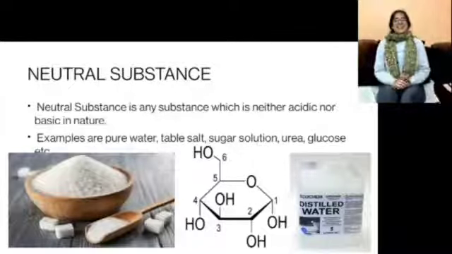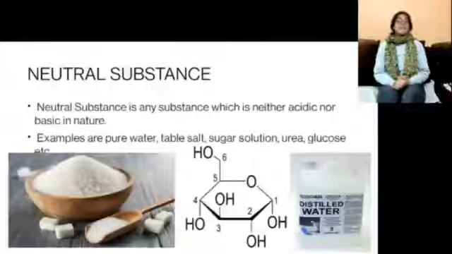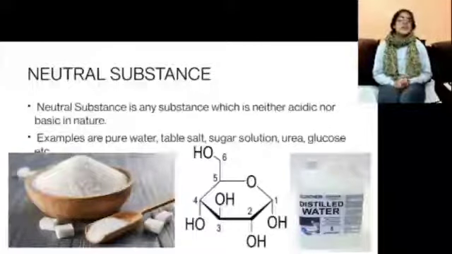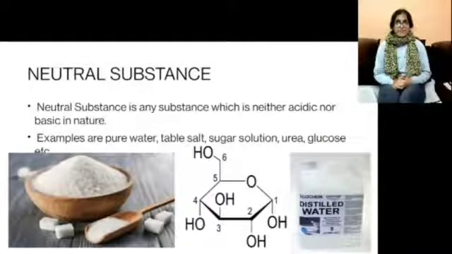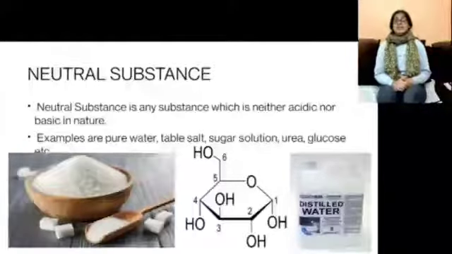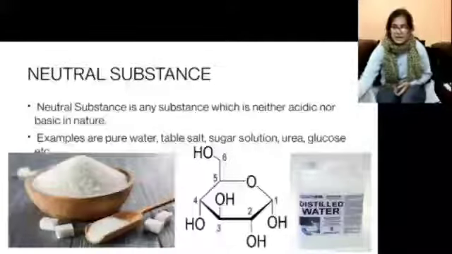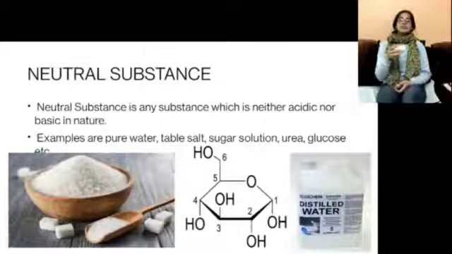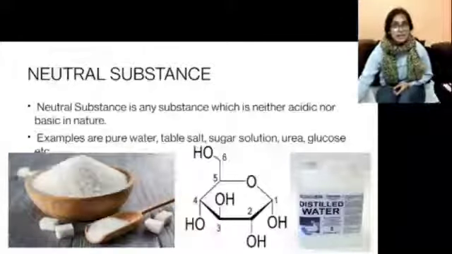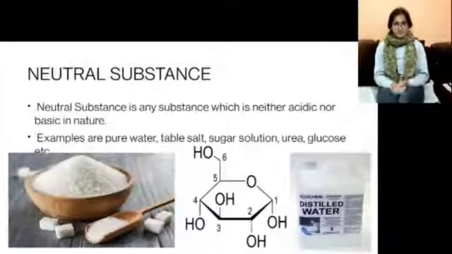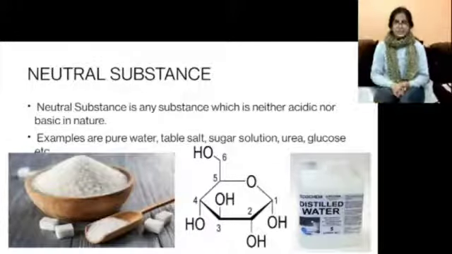If I give you a few examples, the first example is distilled water. Distilled water is free of any type of impurities, and it does not conduct electricity for this reason only. Moreover, if I talk about sugar or sugar solution, it also does not conduct electricity and does not have any positive or negative charge, right?